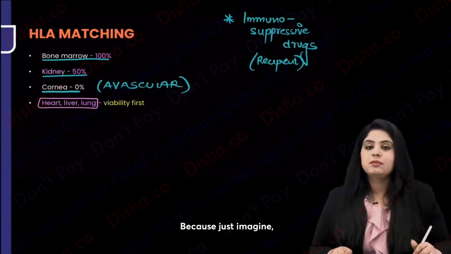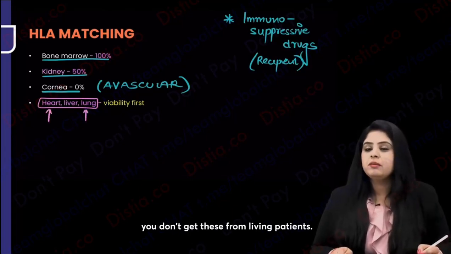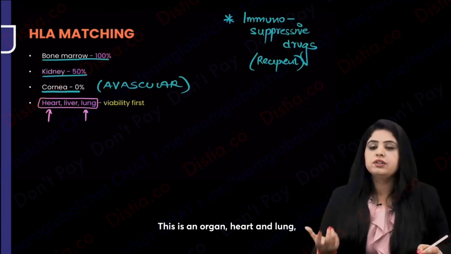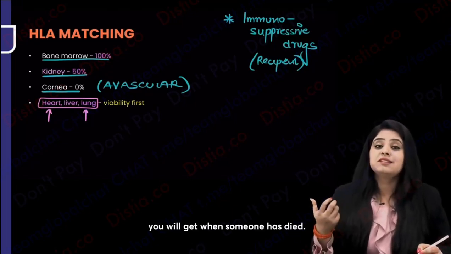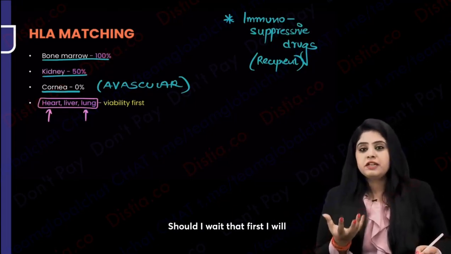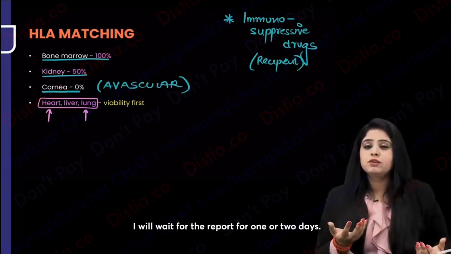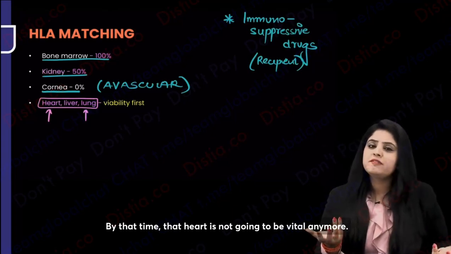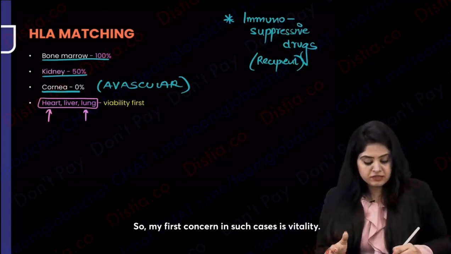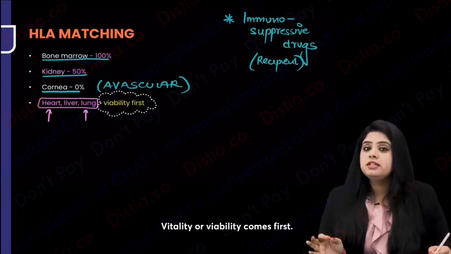Why? Because just imagine, especially for the heart and the lungs, you don't get these from living patients. These are organs you will get once someone has died. Now someone has died, I've got a heart in my hand. Should I wait to first match this heart with my recipient? I will wait for the report for 1 or 2 days. By that time, that heart is not going to be vital anymore. So my first concern in such cases is vitality. Vitality or viability comes first.